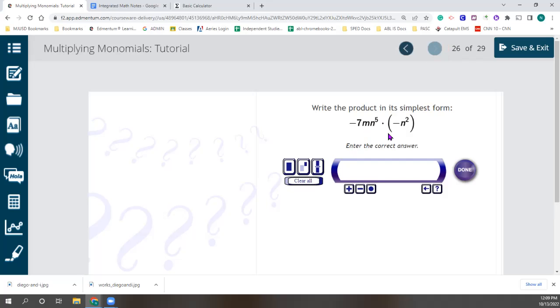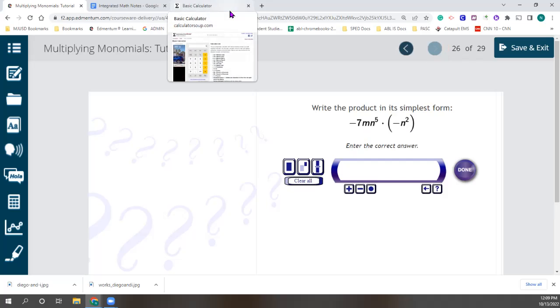-7 m n to the 5th multiplied by -n squared, or to the second power. Put some parentheses around that. Okay, combine the coefficients. -7 multiplied by -1. So that's going to be a positive.